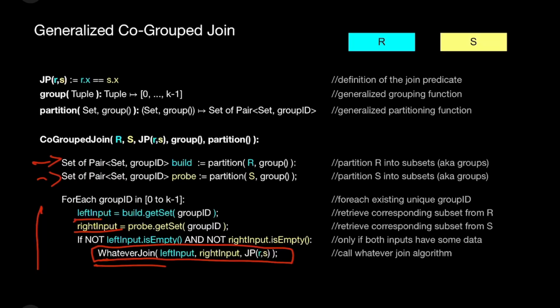It's not co-grouped. So there's no sort order whatsoever. I have the same condition here, r.x equals s.x, and I have no co-grouping whatsoever on relation R and no co-grouping whatsoever on relation S. So what could I do in that situation?